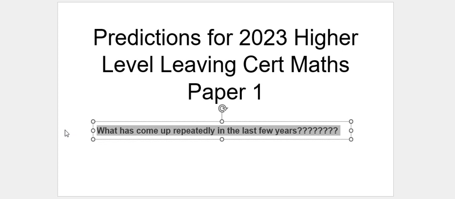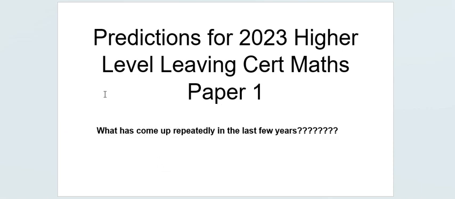I'm not trying to guess here as to what the examiners are putting on the paper, the exact topics they're just thinking of putting on it or anything. I'm just going to look at exactly what has come up for the last 4 years, so 2022, 21, 20 and 2019.